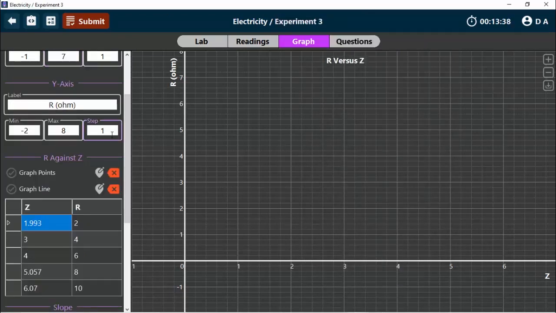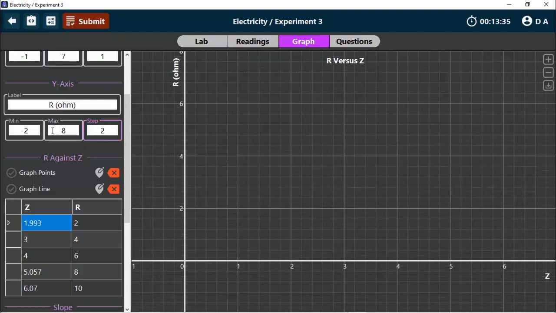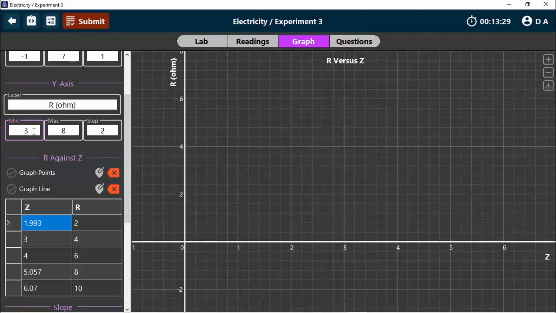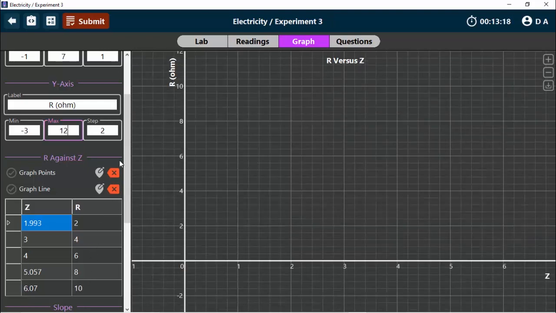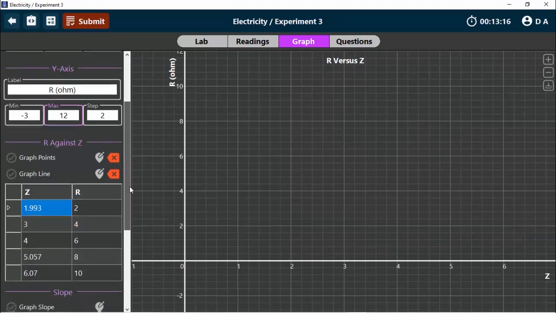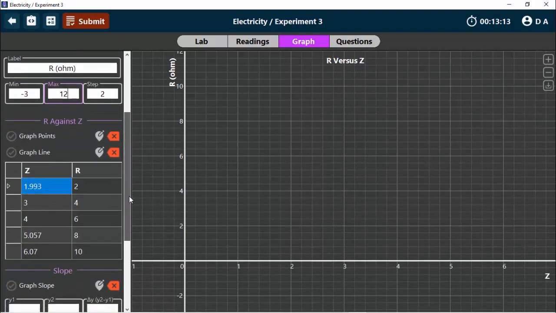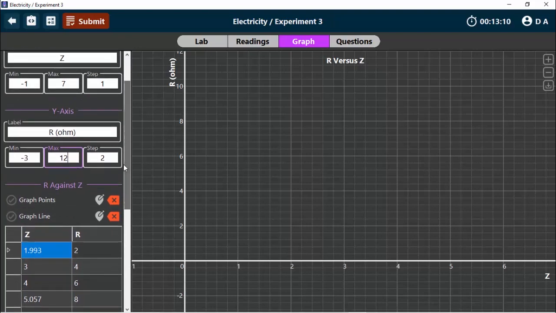So a step of 2 meaning this will be a step of 2. Then we'll start from, let's say, -2 or -3. I'm using -3 because I want to make more room for the y and x intercept to be obtained. Then my highest value will be this 10 plus the step, which is 12. Okay, so this is what we've got as our scale. So make sure your scale is such that most of your points cover about 50, maybe 60 or 70% of the graph area.